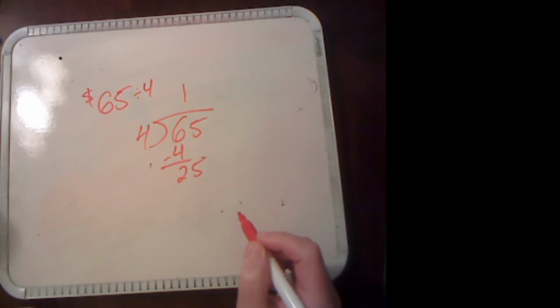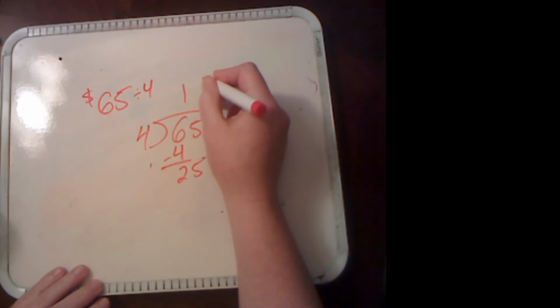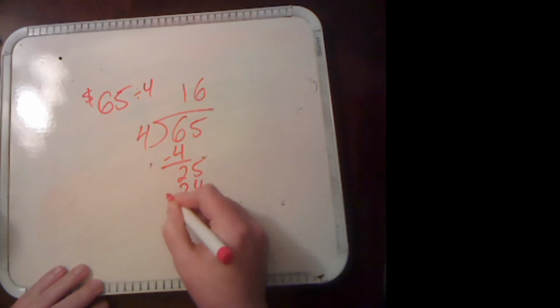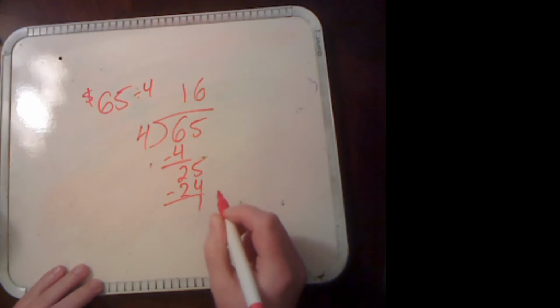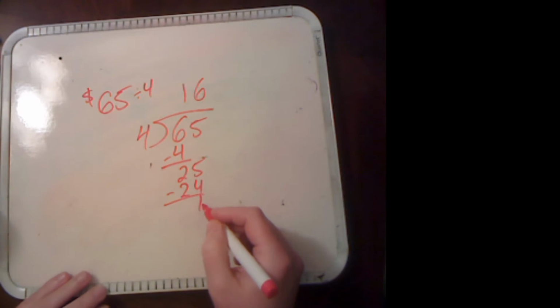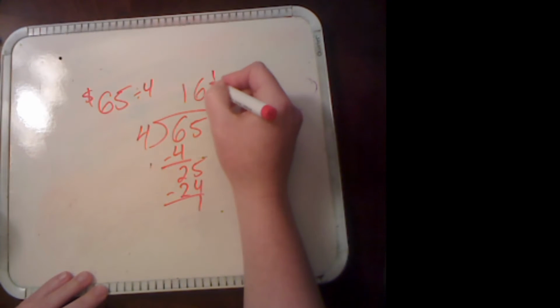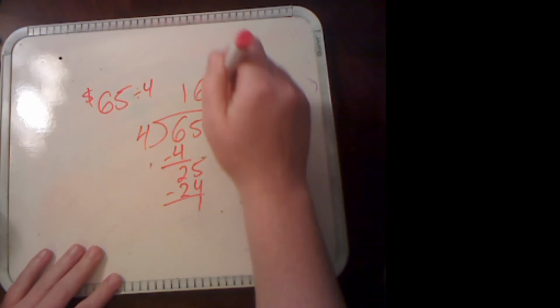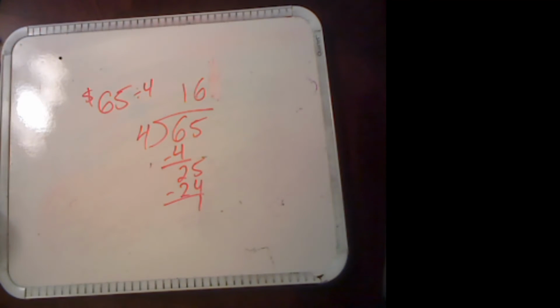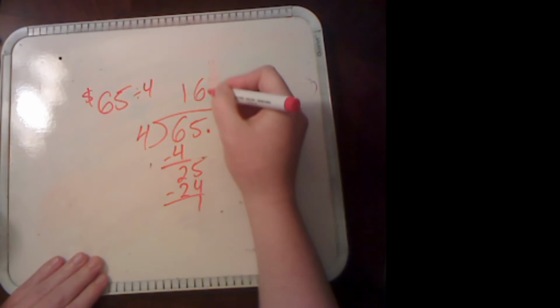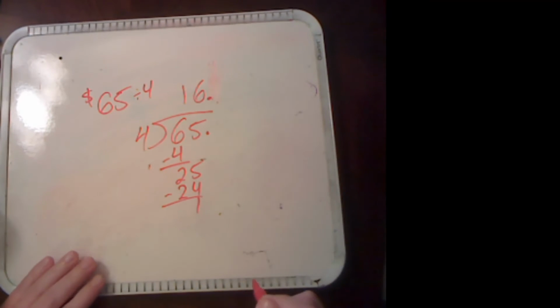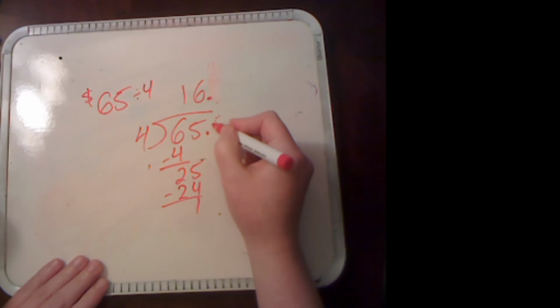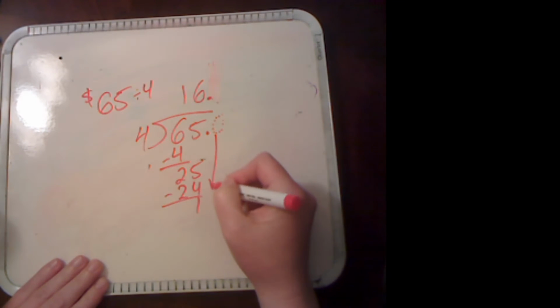4 goes into 25 how many times? 4 goes into 25. Let's try 6. 6 times 4, 24. That leaves us with 1. So that means that this is 16 and something. I can say 16 and 1/4, but when we're working with money, we typically don't work with fractions. We're typically working with decimals. So I'm going to add a decimal to the end of both of these problems, and I'm going to add an invisible 0, and I'm going to take that 0 down.